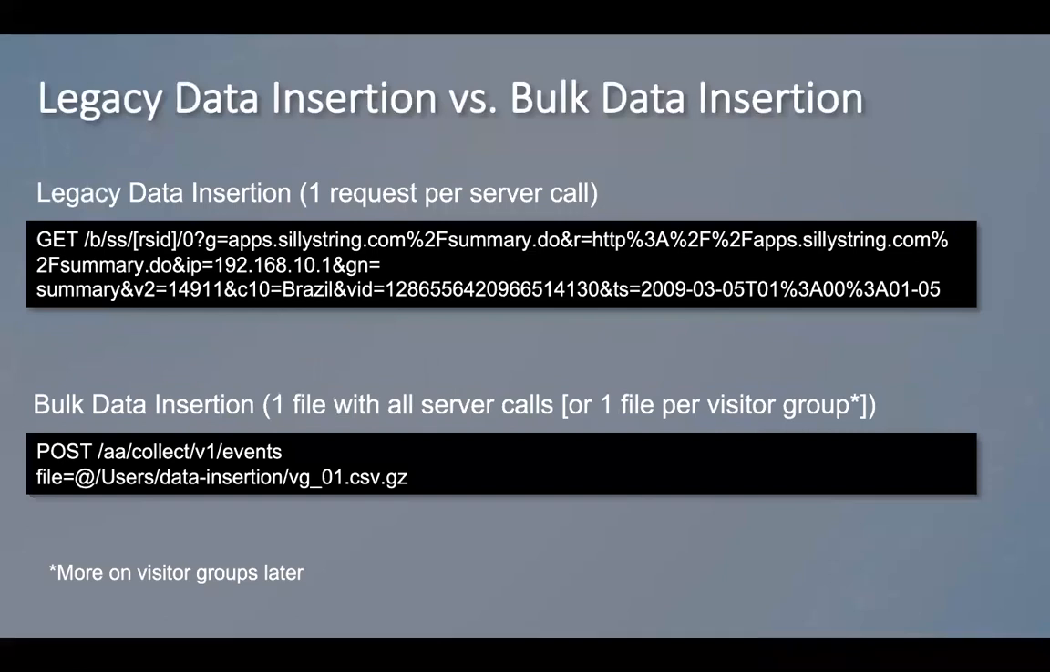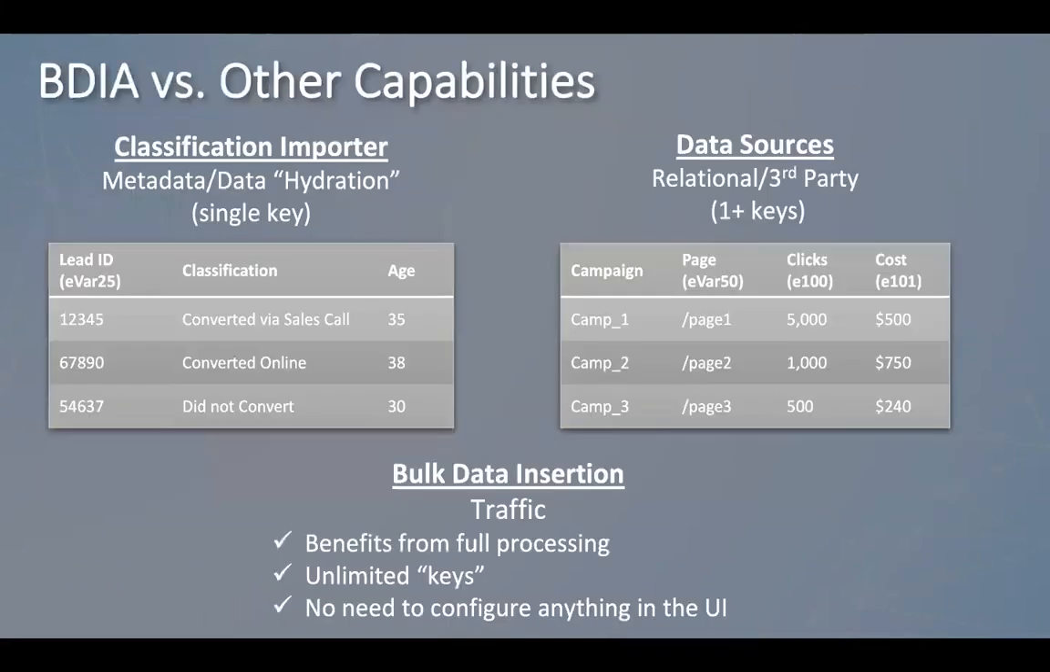So if you have used the legacy data insertion, this might look familiar, where you essentially reconstruct the entire request of a normal client-side JavaScript server call. And then you make a get or a post with all of that formatted data one at a time. Whereas now with bulk data insertion, it's basically one gzipped file that you post to that events endpoint, or it's one file per visitor group. And we'll get into the ins and outs of how the visitor groups work a little bit later.